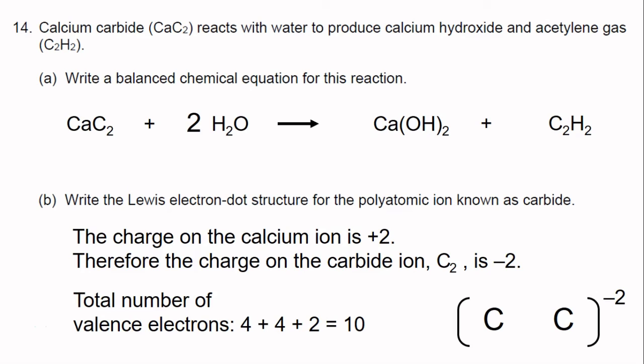I'll start with a single bond between the carbons. That's 2 electrons, and I'll use lone pairs until I get to 10. So 4, 6, 8, 10, and now I have no more electrons. But we don't have a complete octet for either carbon. Let me make a double bond and see if that helps. Well, the carbon on the right has an octet, but the carbon on the left does not. Looks like we have to make a triple bond in order to satisfy the octet for each carbon. So your final structure has a lone pair of electrons on each carbon and a triple bond in the middle.